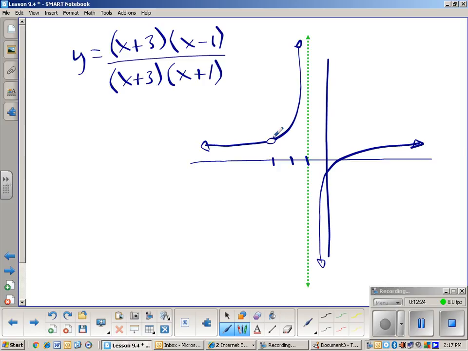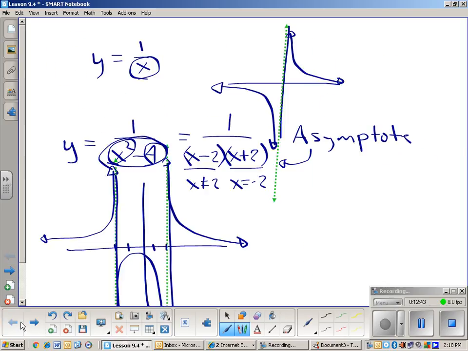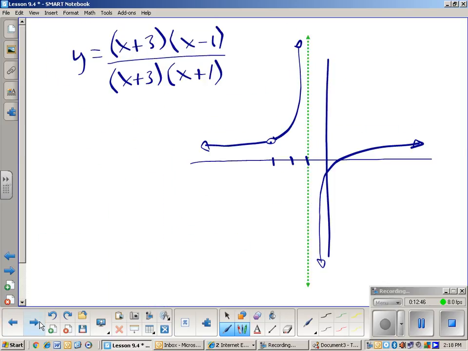Okay, good. Now, what I want you to do is look at all of your pictures and try to devise a summary of what's happening. How do I know when it's an asymptote? How do I know when it's a hole? If you go back through all your graphs, how do you know when it's going to be an asymptote? When is it going to be a hole? Talk it out with your group.